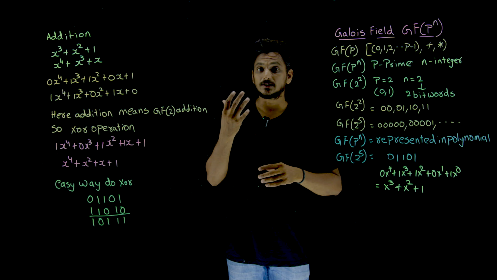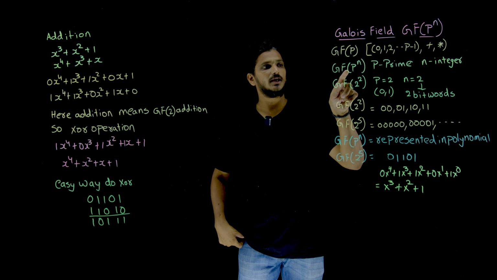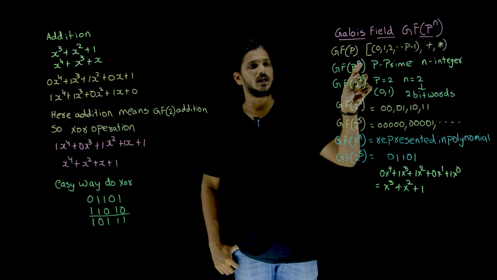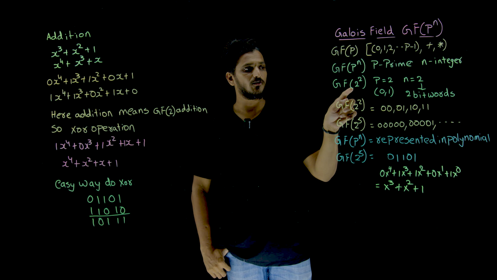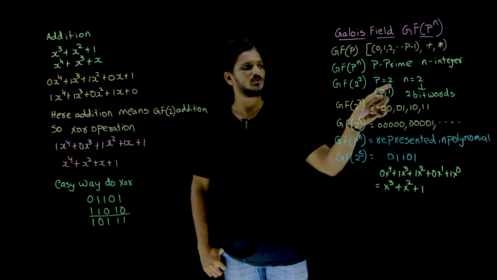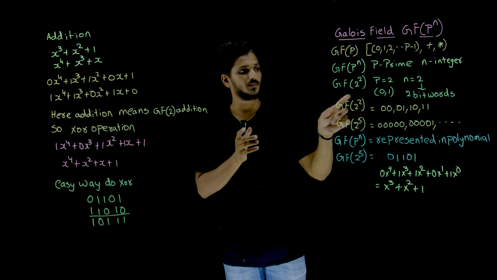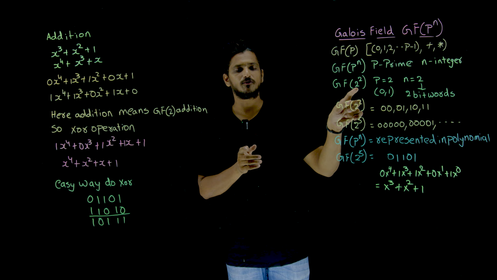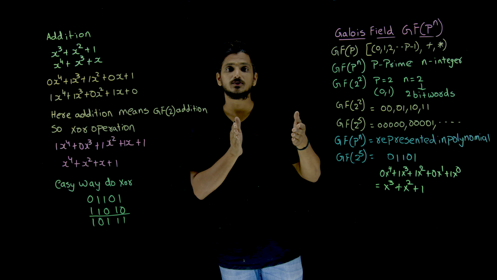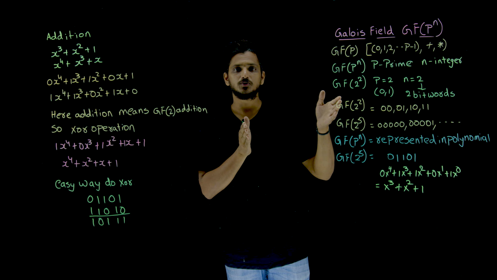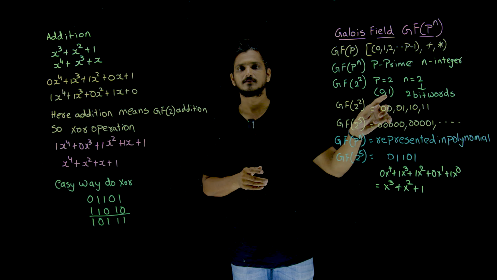Now try to understand what the set of elements that belong to GF of P power N is. Here P means a prime number, and N means you can take any integer. Let's take an example. GF of 2 power 2 means P is 2, a prime number. What are the digits that belong to GF of P if P is equal to 2? GF of 2 has 0, 1, and so on up to P minus 1, which here is 2 minus 1, which is 1. So the elements are 0 comma 1.